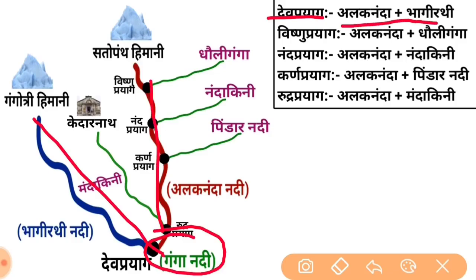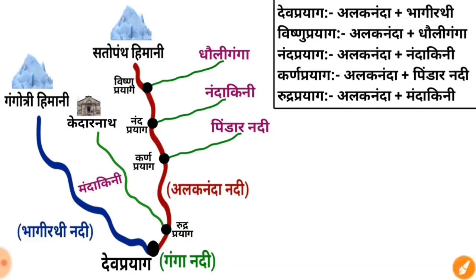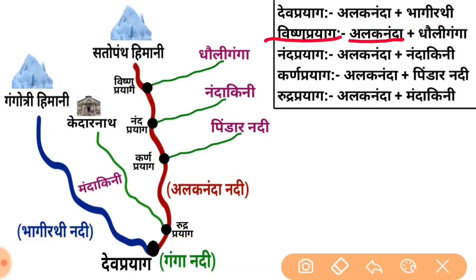Alaknanda and Bhagirathi, and from their confluence, the river Ganga is formed. After that is Vishnuprayag. Alaknanda is there and it has originated from the dust of the feet of Lord Vishnu. So Dholi Ganga. After that is Nandprayag. Alaknanda is there. Nandakini river will join it. So that is why it is called Nandprayag.